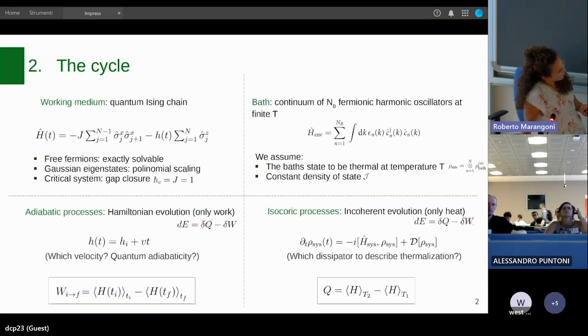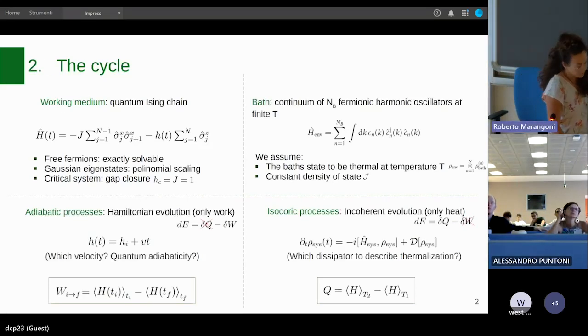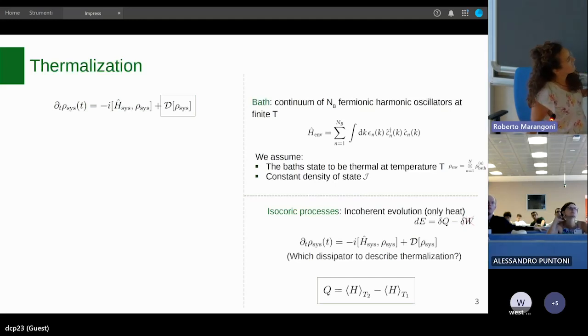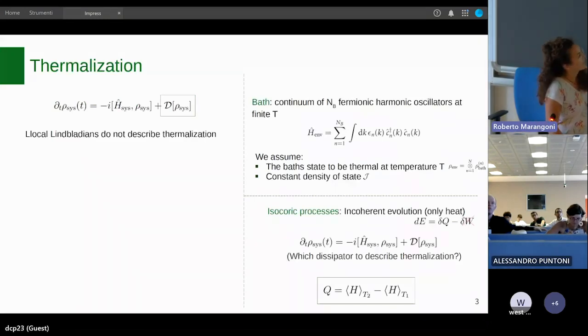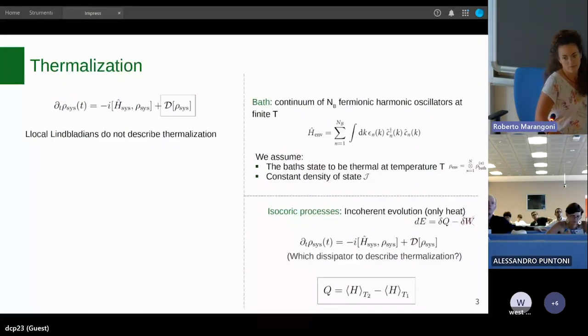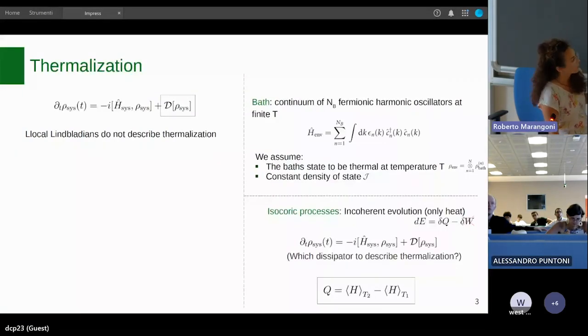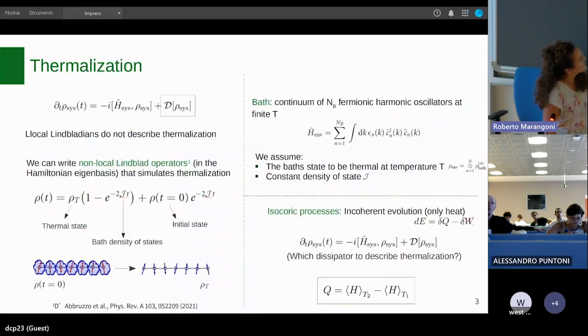To simulate this process, we solve a master equation for the density matrix of the system. Let me spend some words on this dissipator, because in general, the easiest dissipator you can simulate is a dissipator in the Lindblad form. But a local Lindblad master equation cannot describe, in general, thermalization. For this reason, we decided to use a different formalism. We wrote some non-local Lindblad operators based on work done by Antonio D'Abruzzo here in Pisa. In particular, you can write the Lindblad in the Hamiltonian eigenbasis, and this allows you to simulate thermalization perfectly.